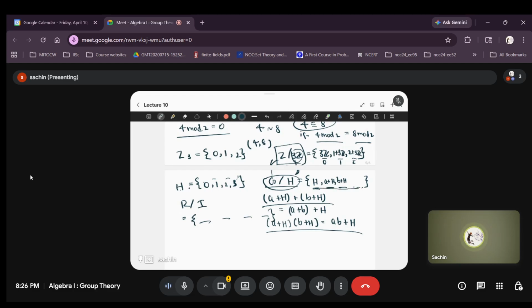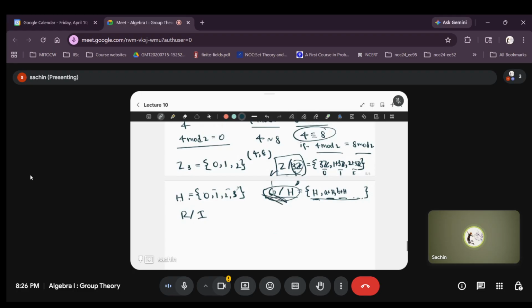So how this H, A plus H, B plus H all formed the set that formed a group, I, A plus I, etc. will form a ring. Then when this I has certain properties, that R mod I can become a field.